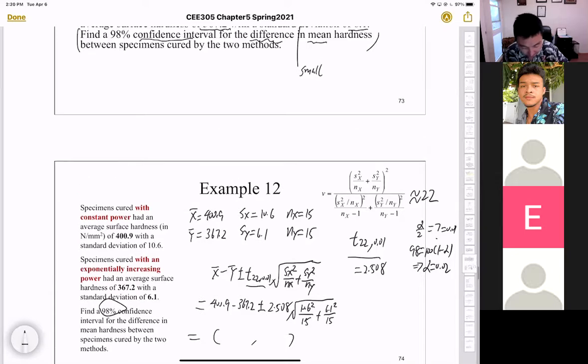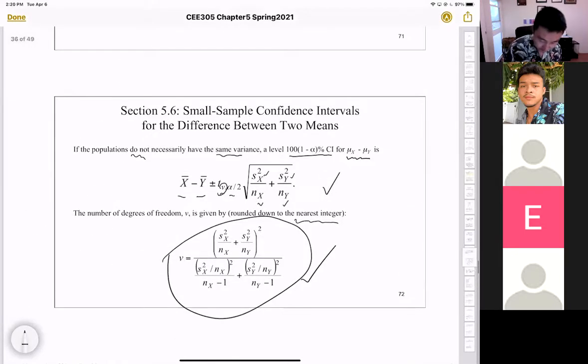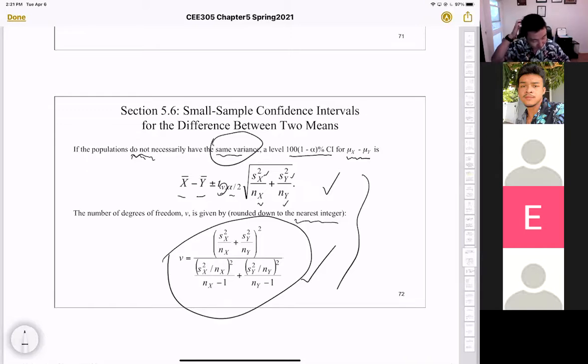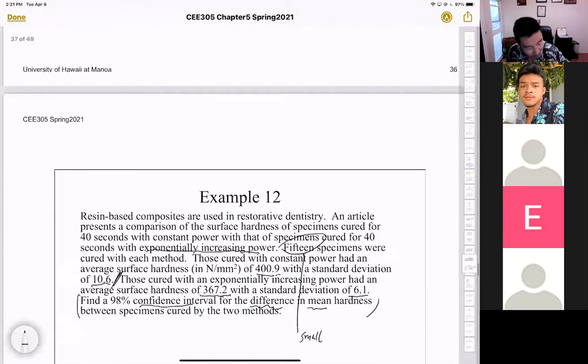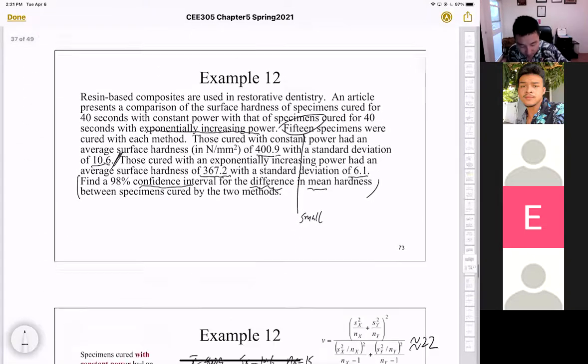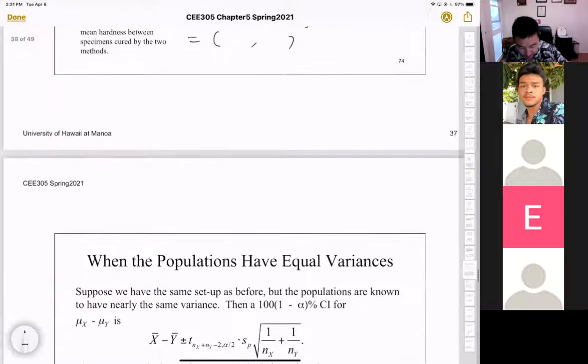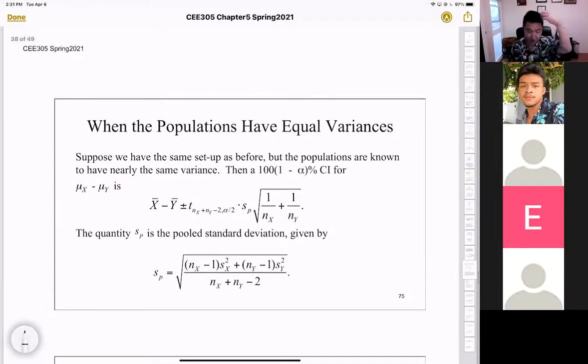For this, okay. So for the two populations, when they do not have the same variance, we use this equation. Sometimes they have the same variance. If they have the same variance, we should use another set of equations. So this is a special situation when the two populations have equal variance.